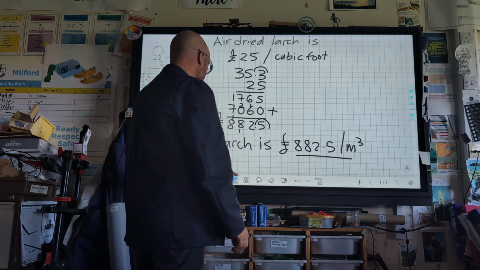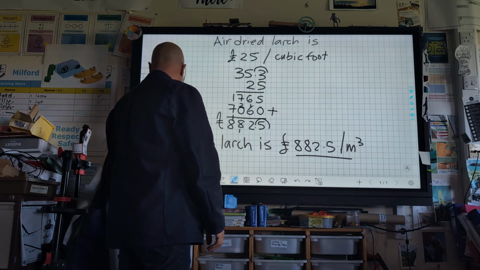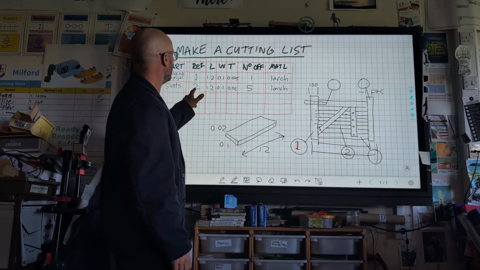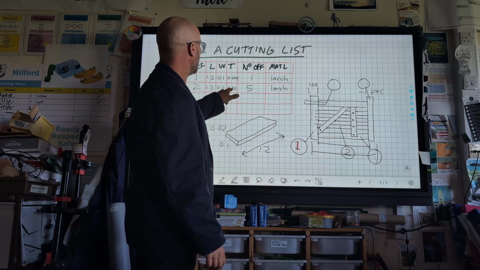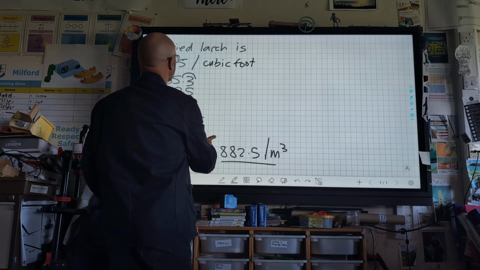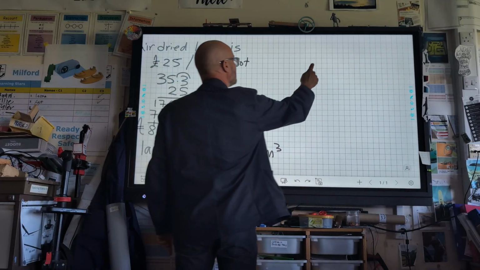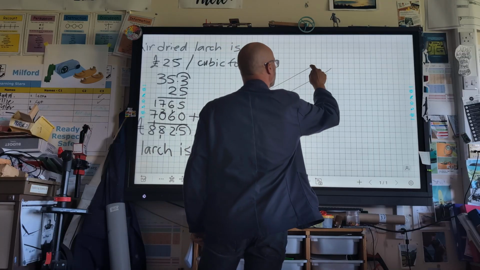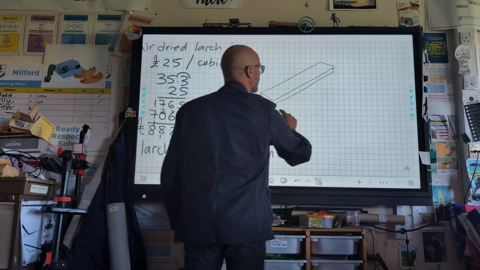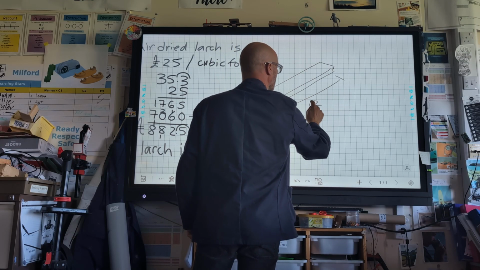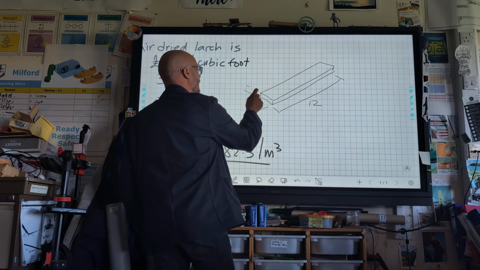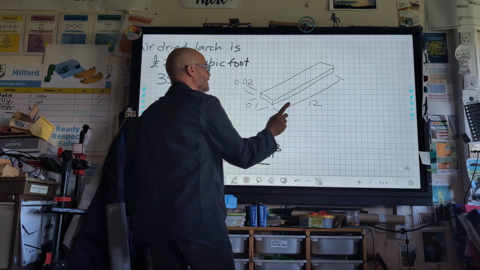So here we go. We're going to have a look at one of the pieces that we've got in our cutting list. Let's have a look at the slats, all right? So 1.2 by 0.1 by 0.02. So I need to work out the volume now of my slats. I draw a picture of it out, like that. My slat measures 1.2 meters by 0.1 meters by 0.02 meters, right?